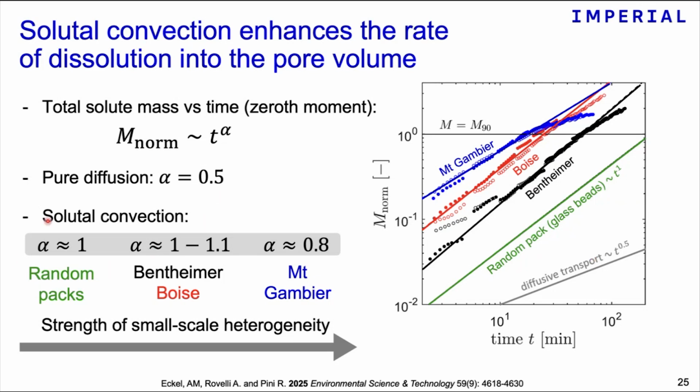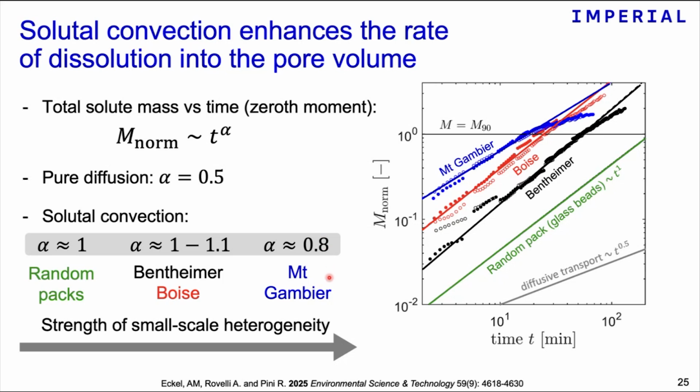Interestingly, for a uniform system, we had a linear relationship. So this coefficient alpha was roughly 1. We observed something similar for rocks that we consider to be fairly uniform, but the coefficient was significantly reduced when you start working with more heterogeneous systems.